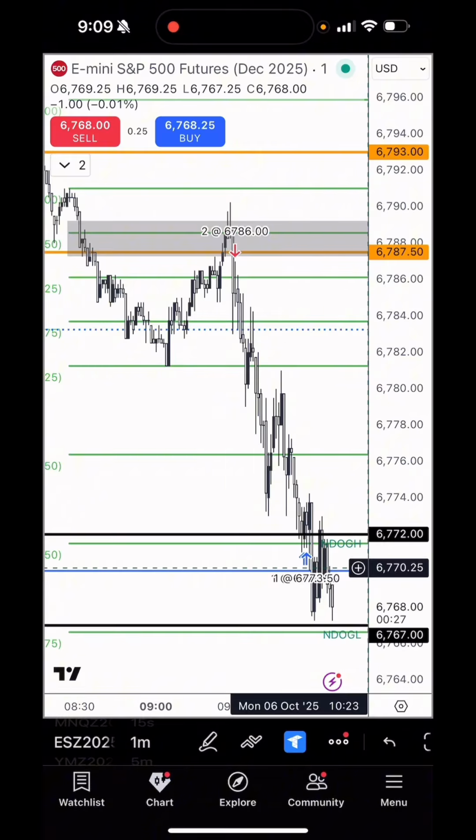That's about 13 ticks, points, whatever you want to call it on the S&P. Solid trade setup. Follow for more breakdowns just like this.